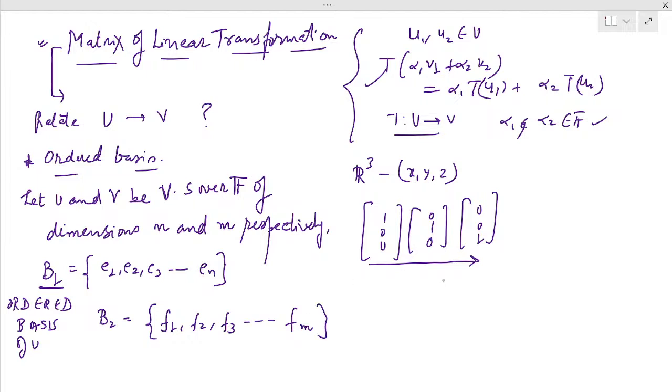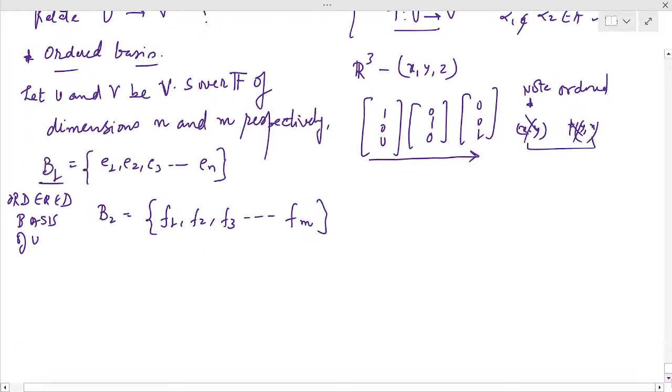Okay, so remember this, remember ordered. Please keep in mind that order means if I write x comma y, it cannot be equal to y comma x. Here, this thing will not be the same. Please do remember.